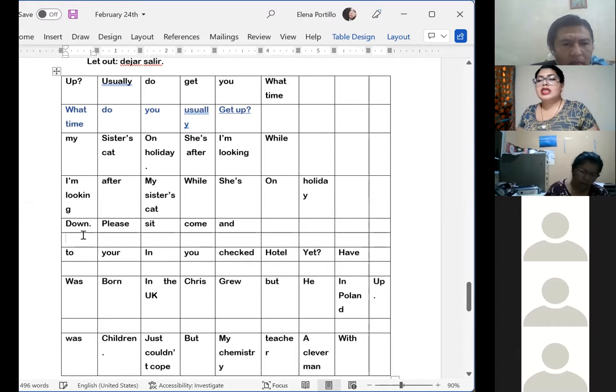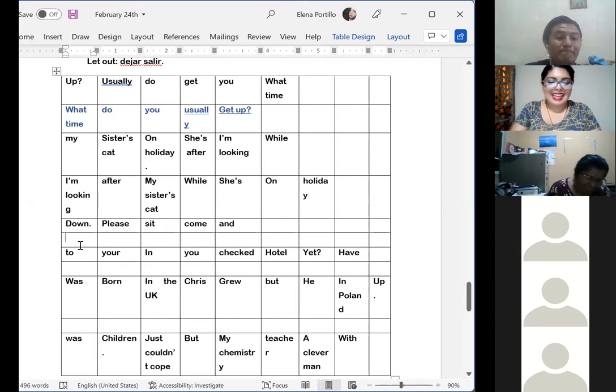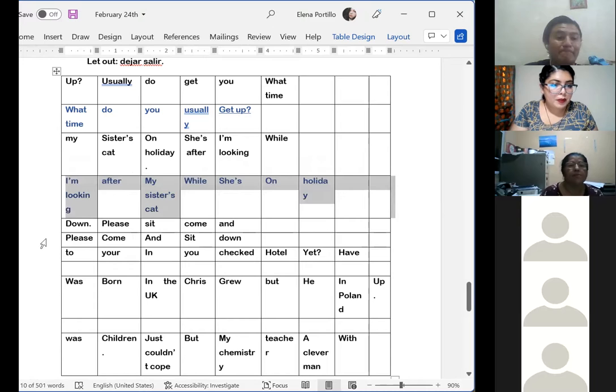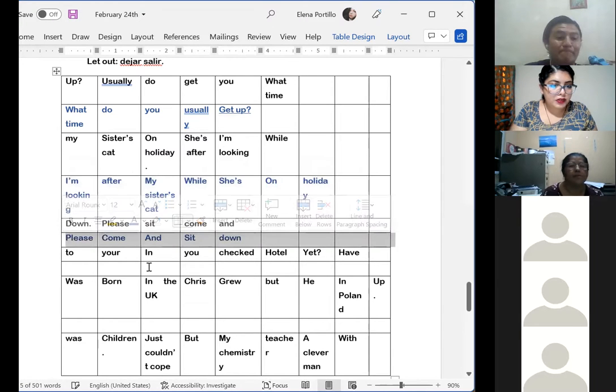Then we are going, I think this is very easy. What is the beginning of this sentence? The number three. Please come and sit down. Please come. That's good. Please come and sit down. That's good. I'm going to change the color because we can be very confused with the sentence.